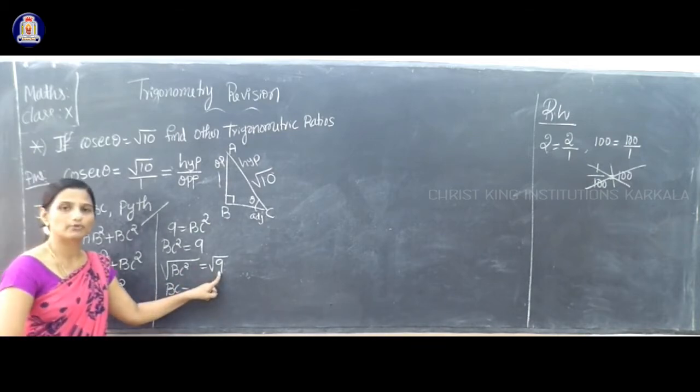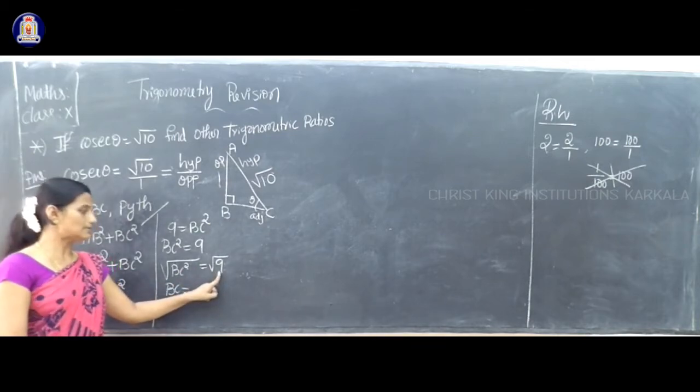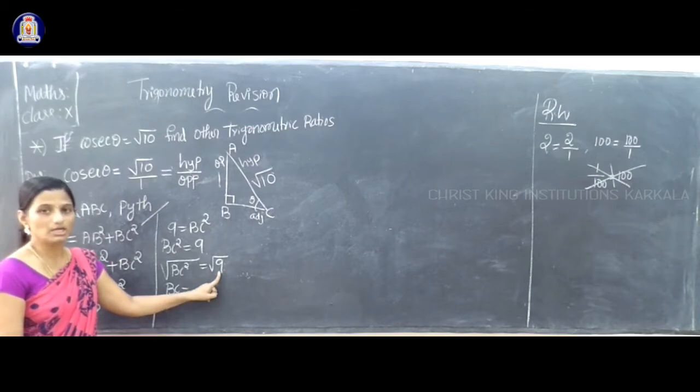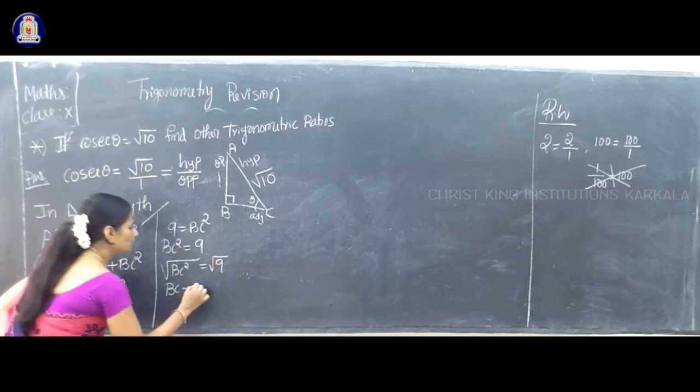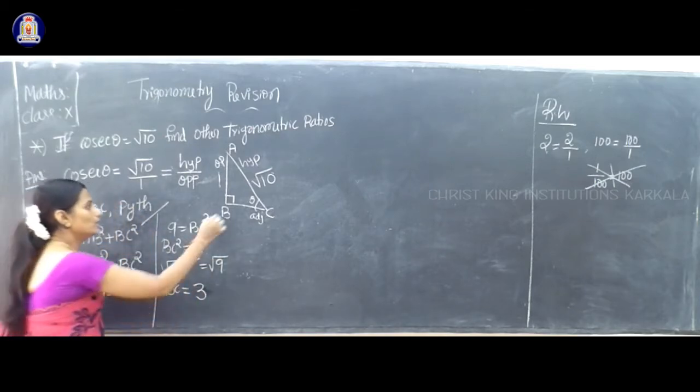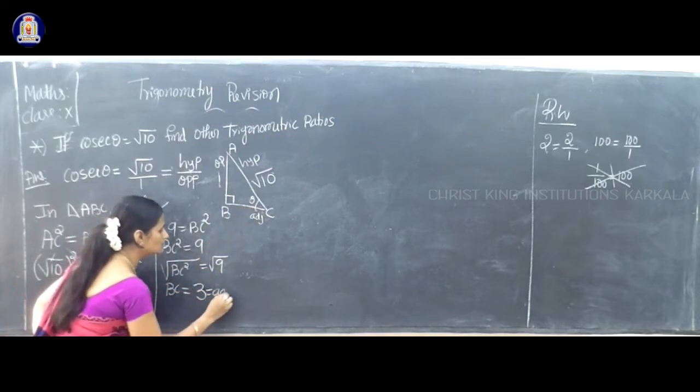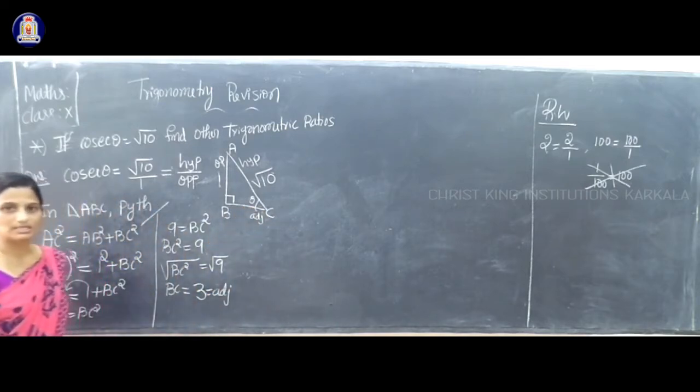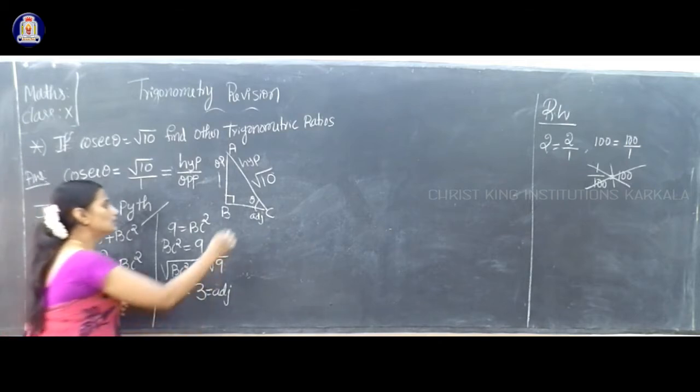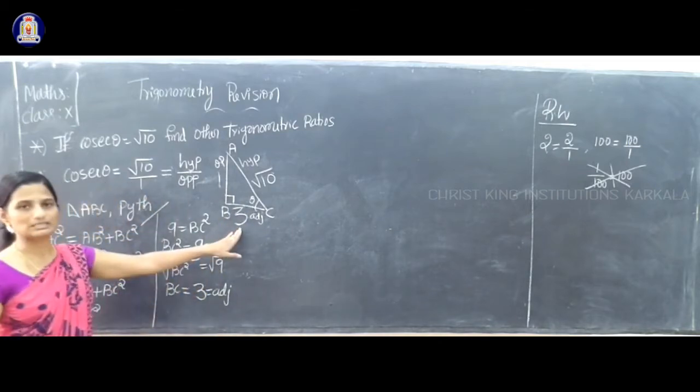Is 9 a perfect square number? Yes, it is a perfect square number because 3 into 3 is 9. So square root of 9 is 3. What is your BC? BC is the adjacent side. So you got BC, that is the adjacent side.